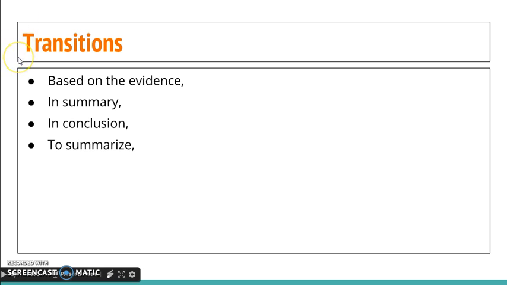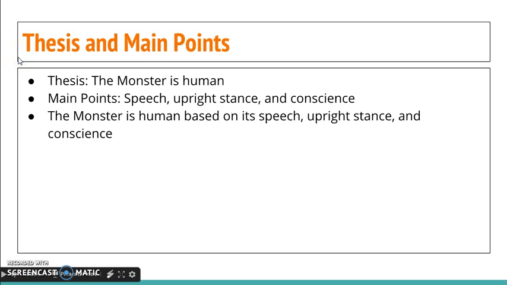Next up is the thesis, in fact. Remember, in the example we're using for this screencast, the thesis is that the monster is human, and the main points are its speech, upright stance, and conscience. This is probably the easiest part. You simply restate the thesis, the monster, despite the treatment it receives, is human. You want to make it very clear and on the nose. Just say it.